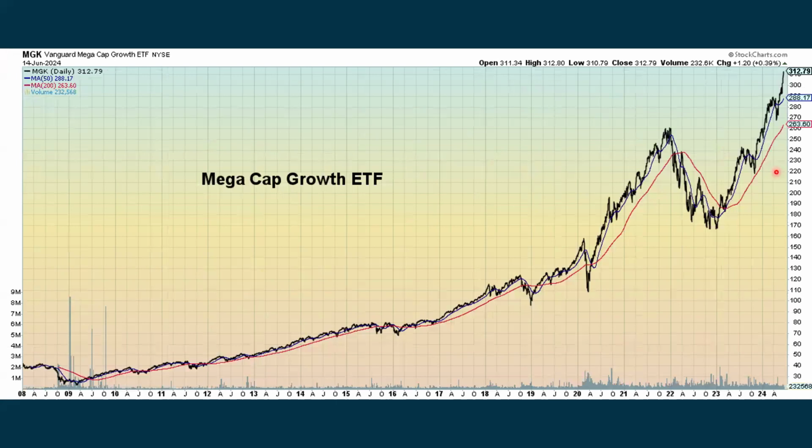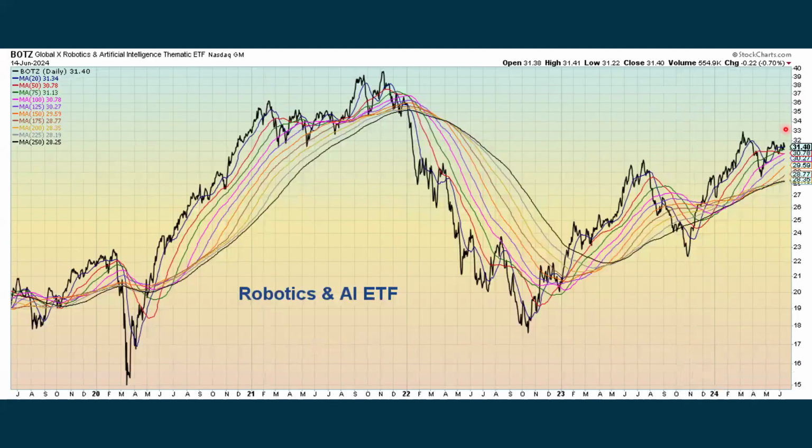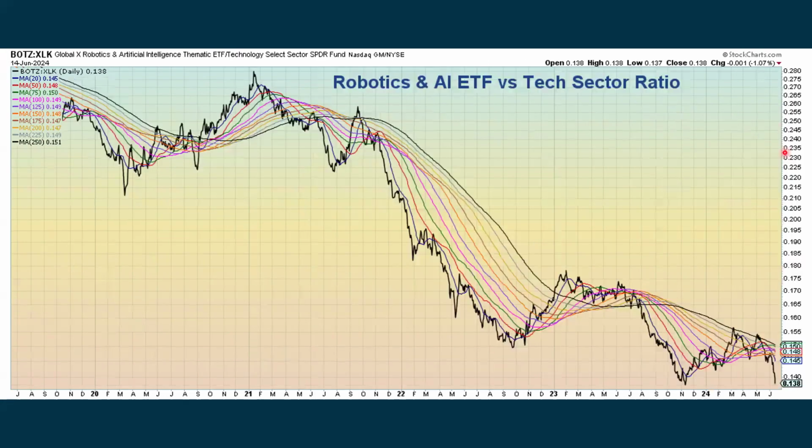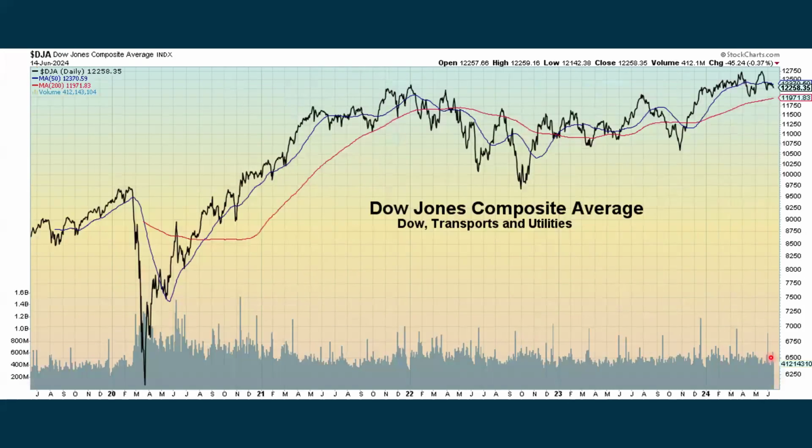The mega cap growth ETF, looking at this all by itself, it is in a solid uptrend, and that's the best performing area of the market currently. The robotics and AI ETF, it's in an uptrend and it's above its rainbow. Where it gets disturbing is when we compare it to the tech sector. It is really underperforming. It's dropping down outside of the rainbow and really showing a lot of weakness on a ratio basis, which is surprising because everybody's talking about AI these days.